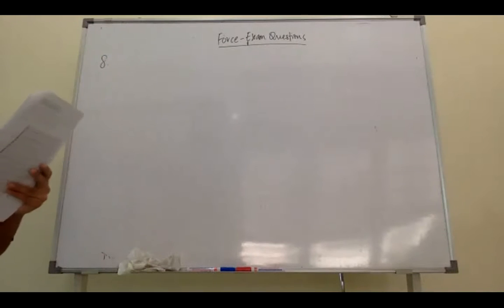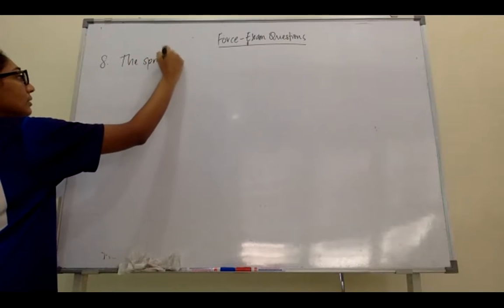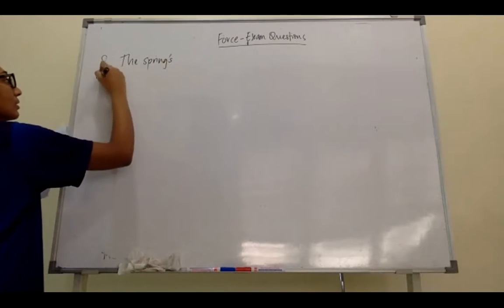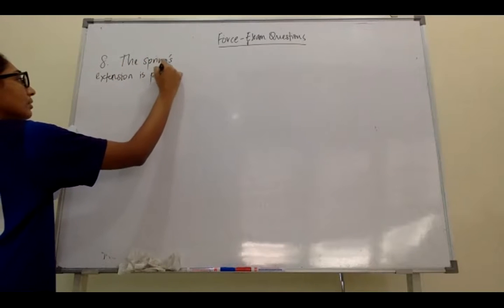Okay, what is Hooke's law again? The spring's extension is proportional to the force exerted on it. Proportional to the force that is exerted onto it.